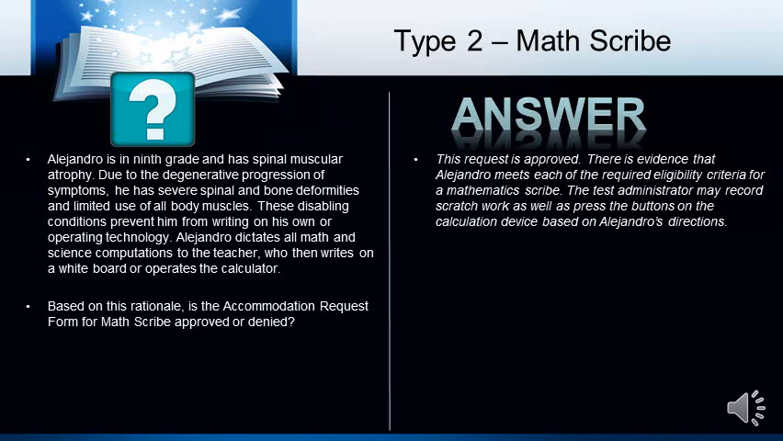Based on this rationale, is the accommodation request form for Math Scribe approved or denied by TEA? The answer is that the request is approved. There is evidence that Alejandro meets each of the required eligibility criteria for Mathematics Scribe. The test administrator may record scratch work as well as press the buttons on the calculation device based on Alejandro's directions.